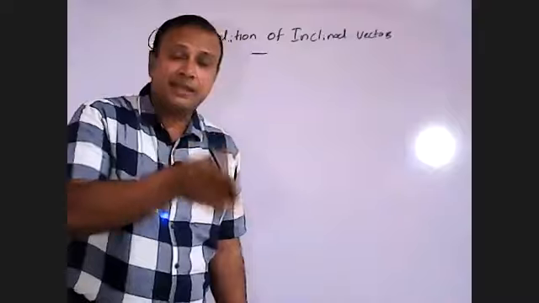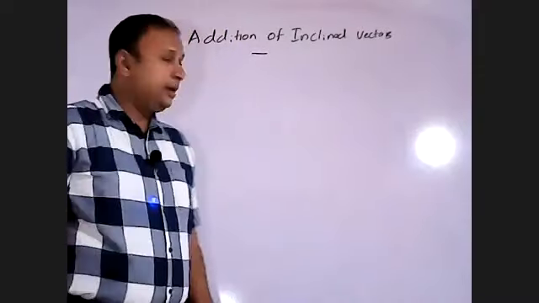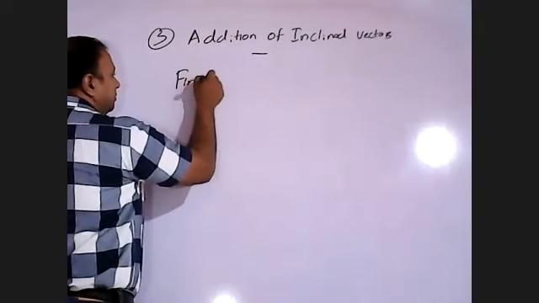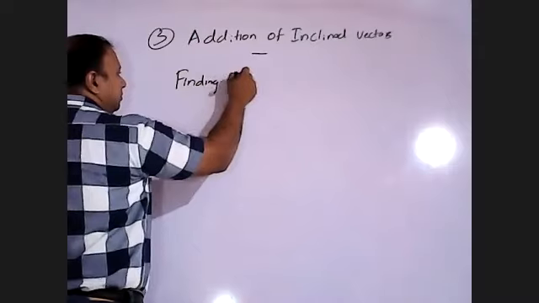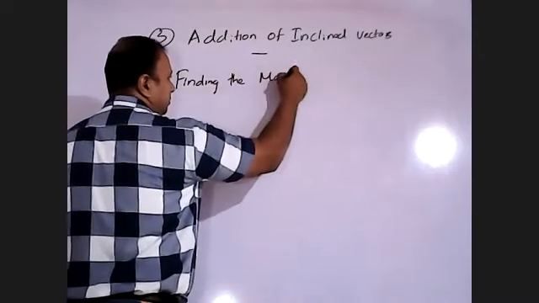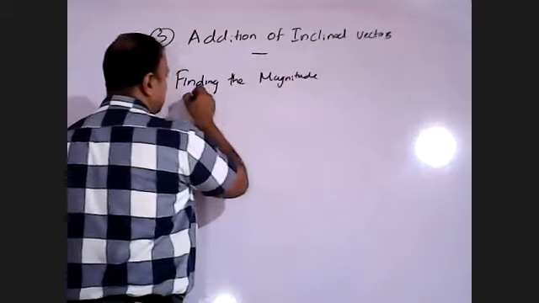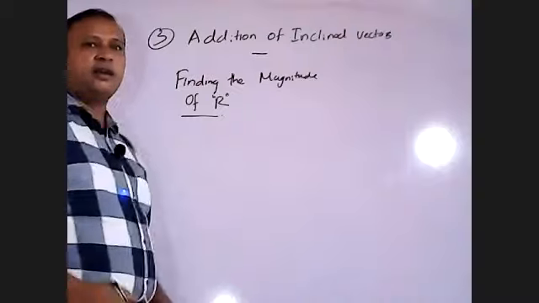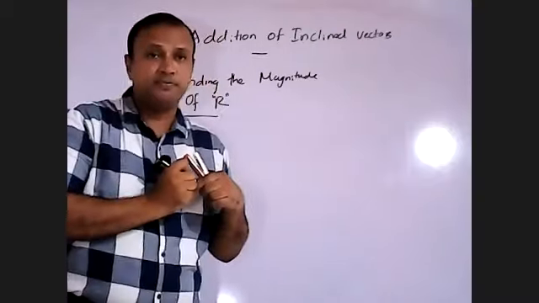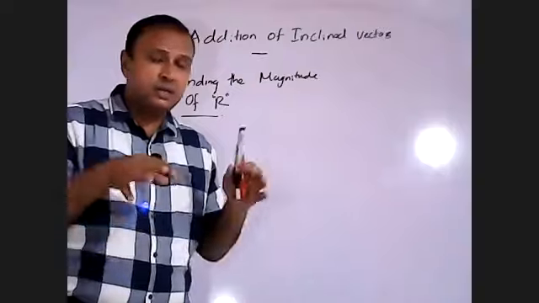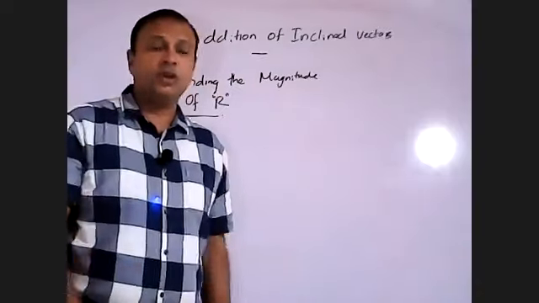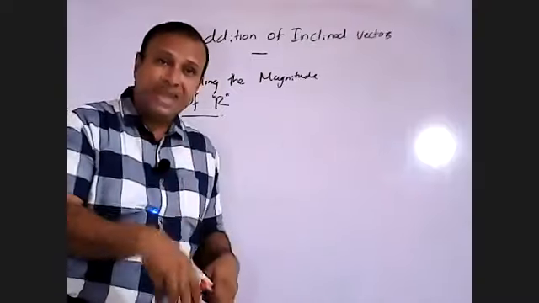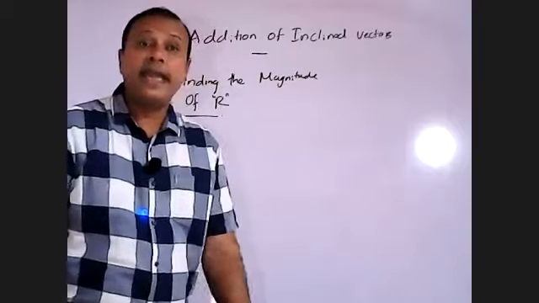Now we should find the magnitude of this vector. Finding the magnitude of R. How to find the magnitude of R? In that case, we should have clear geometrical and trigonometric information. According to this information, we should calculate the length of AD.